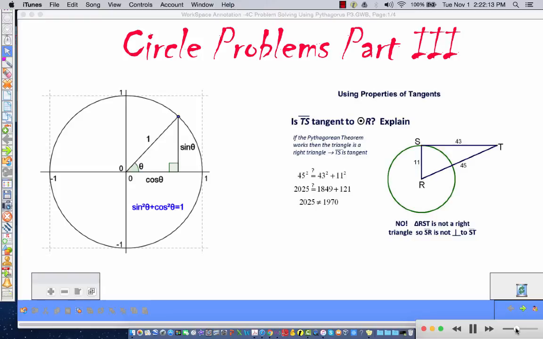And we were talking about circle problems. We got one more relationship to talk about. We're going to get right to it. I'm excited. I know you are as well.